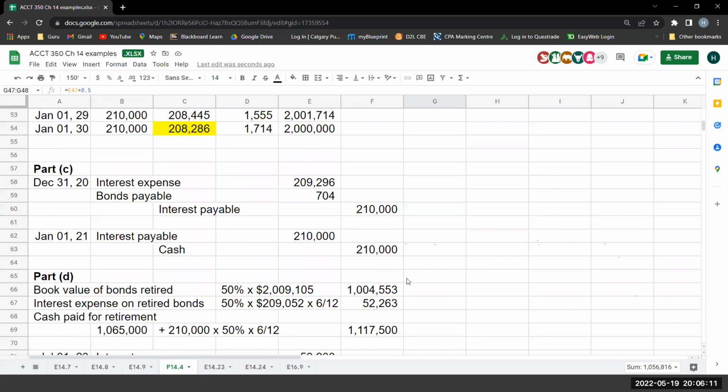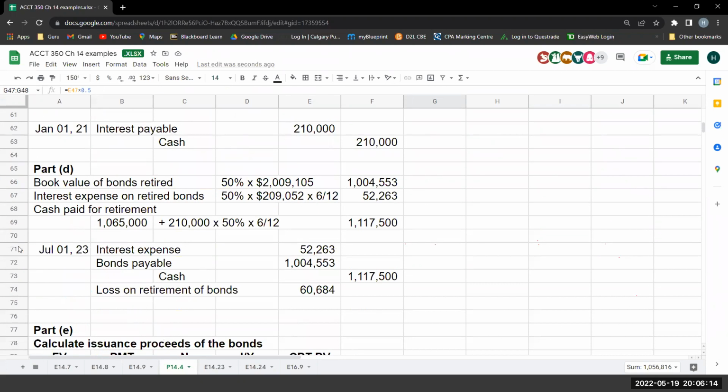Okay, so that is what is shown here. The debit interest expense, $52,263. Debit the bonds payable liability, $1,004,453. Credit cash, $1,117,500. And to make this journal entry balance, you need to debit loss on retirement of bonds, $60,684. Now, of course, if you want to make it look a little bit pretty, you could put the debit, the loss before the cash. You write it this way, it's fine, right? I mean, accounting software is pretty versatile, but this is basically what you end up doing.